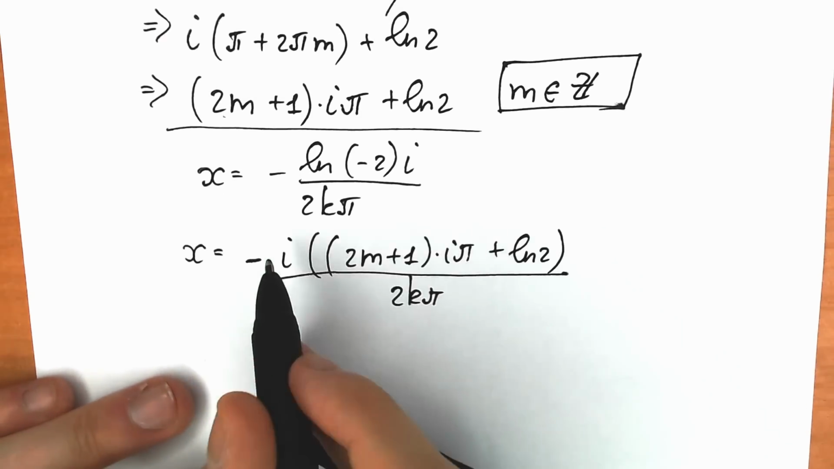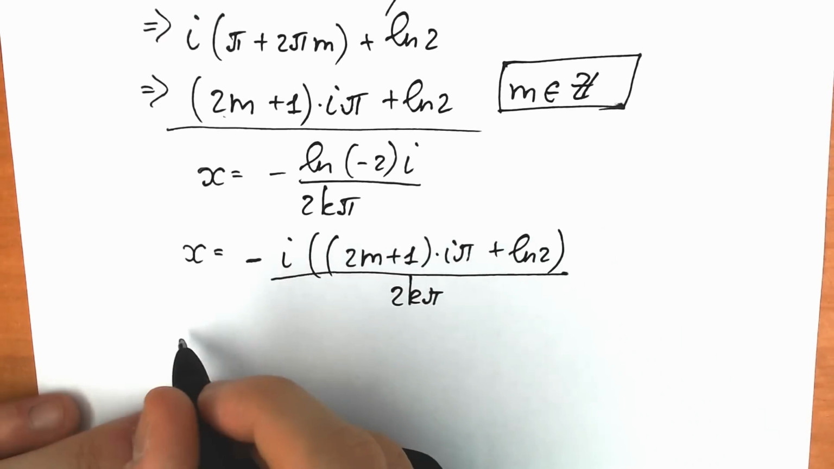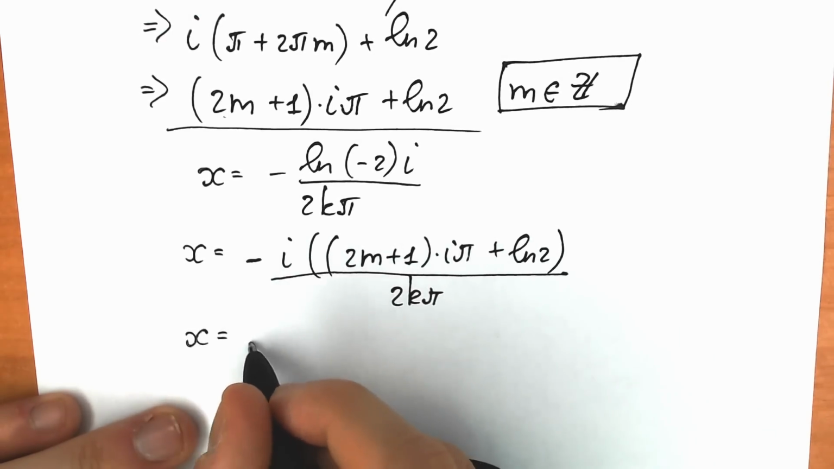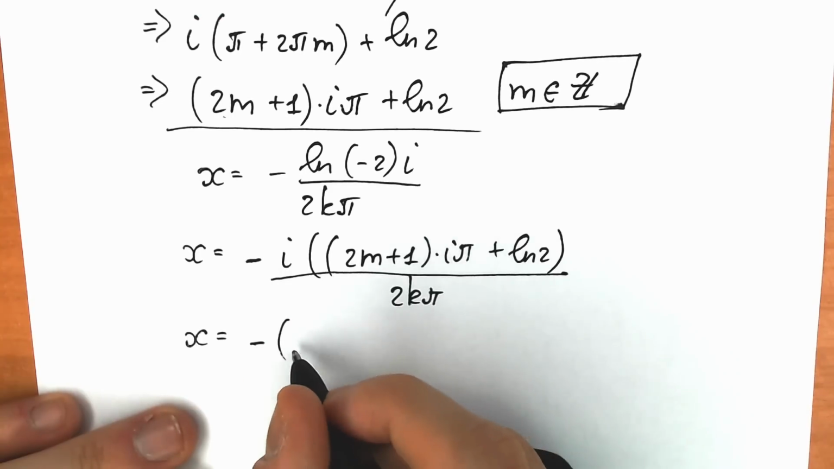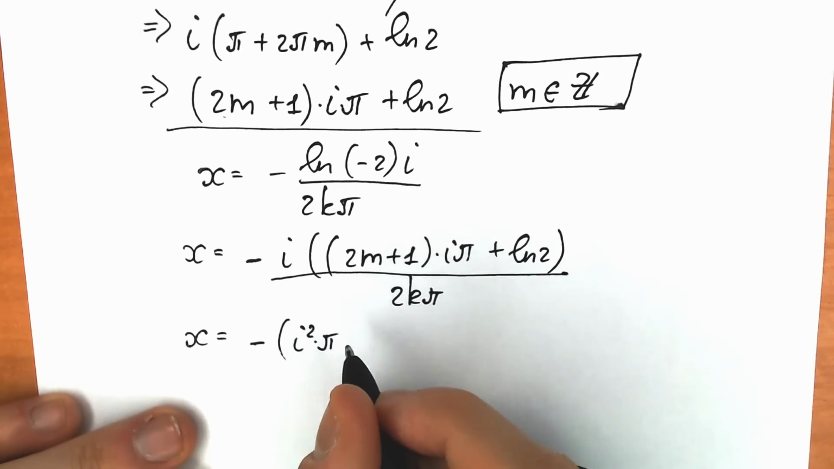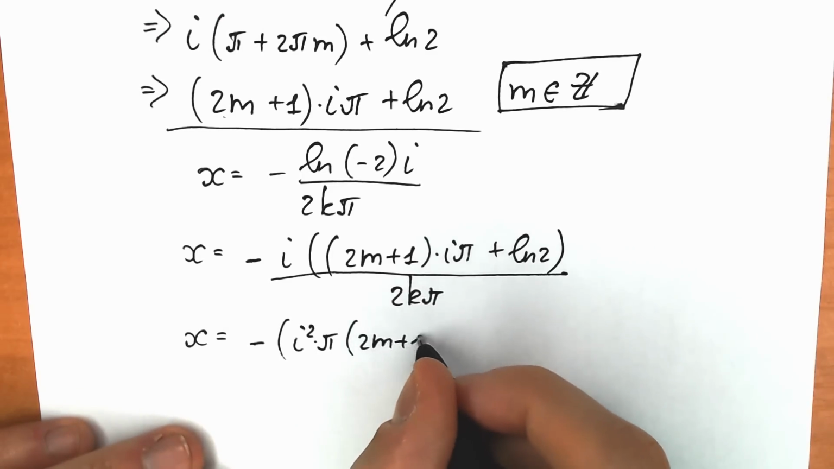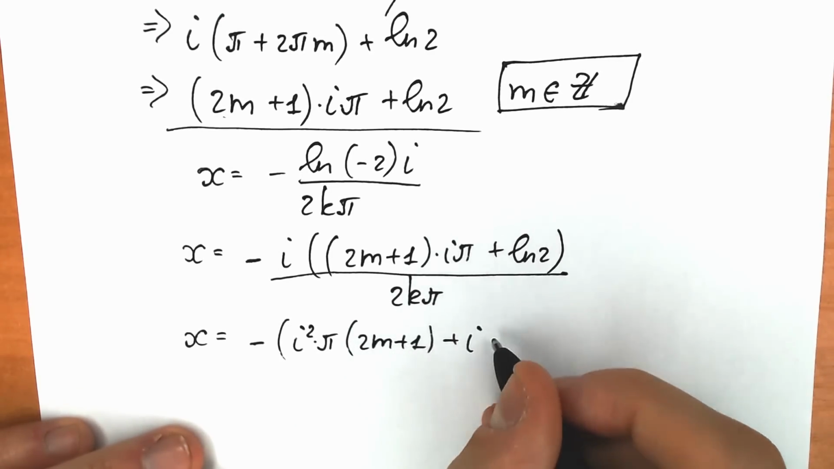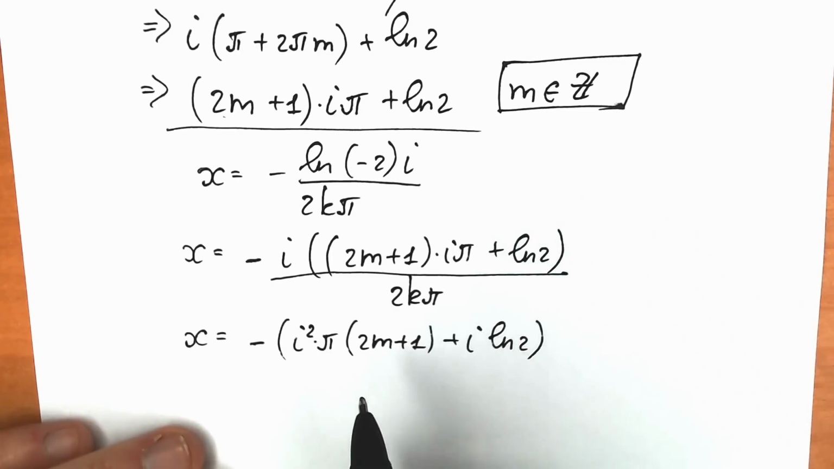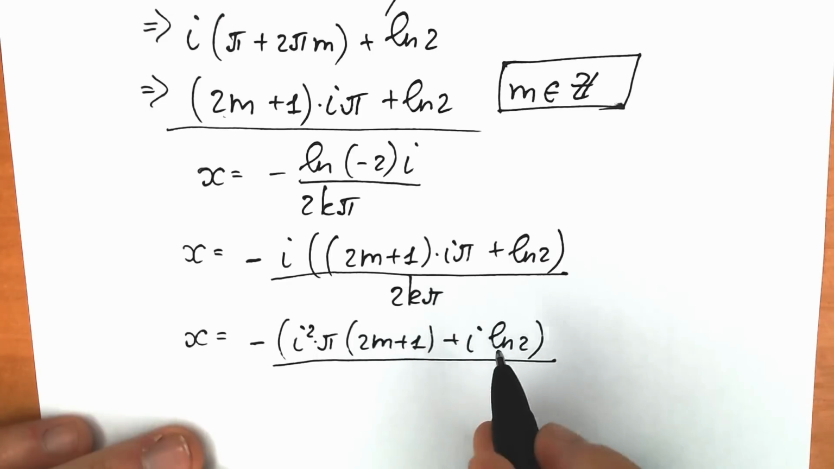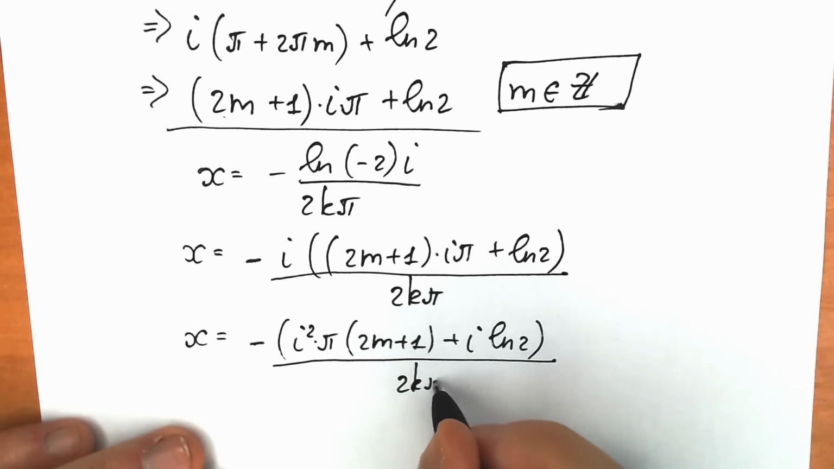Right now let's simplify it. Let's multiply our parentheses by this i. As a result, what do we have? x equals minus, inside parentheses we have i squared times pi times 2m plus 1, and plus i times natural log 2. And we divide all of this by 2k pi.